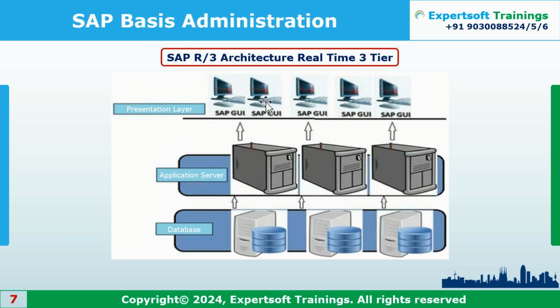So here you can see how many layers: 1, 2, and 3 layers. The first layer is the presentation layer, the second one is the application layer, and the third one is the database layer. Let me give you a very simple analogy.